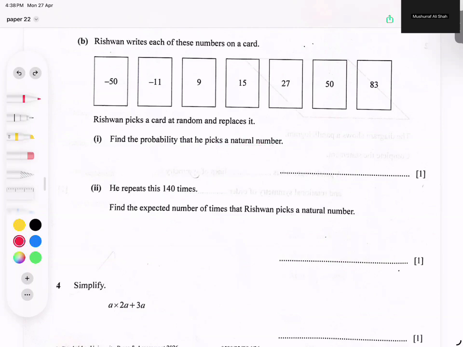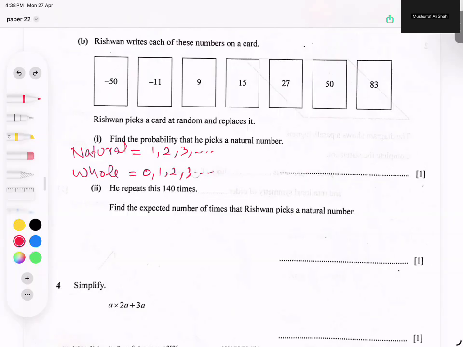Now the question comes: natural number and whole number. Let me just tell you the difference. Natural numbers start from 1, 2, 3 onwards. No negative numbers. Whole numbers start from 0, 1, 2, 3 and continue forever, and no negative numbers are there either, for your information. Now he picks a natural number.